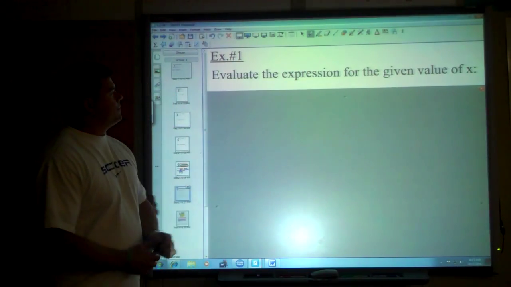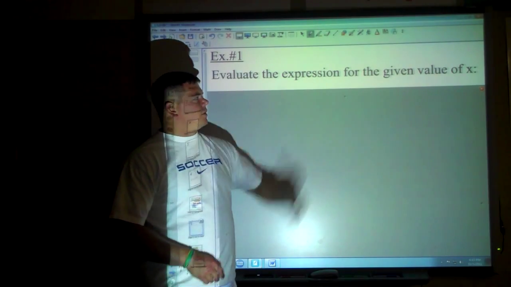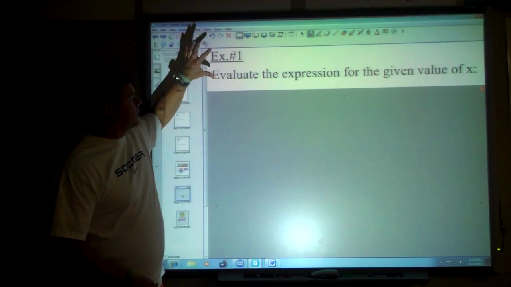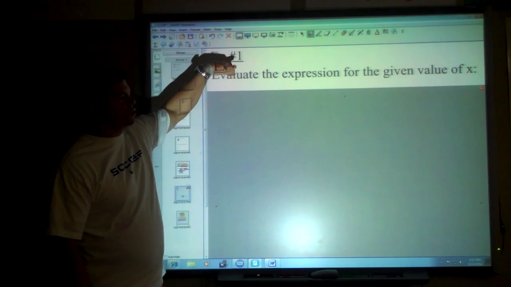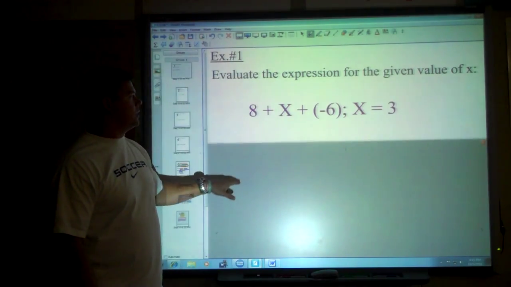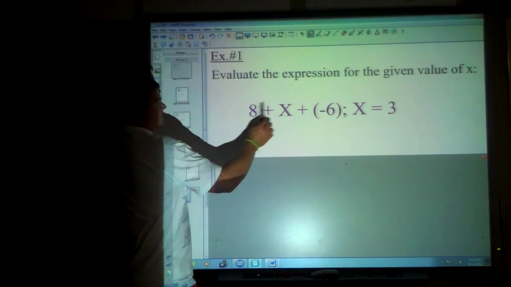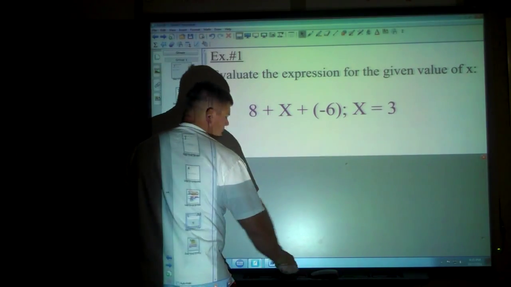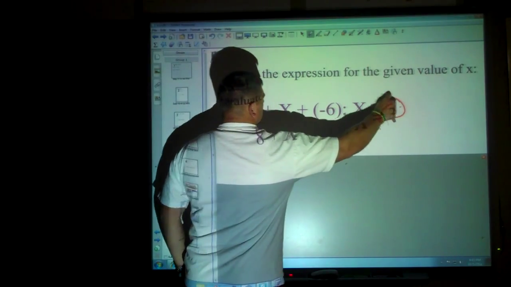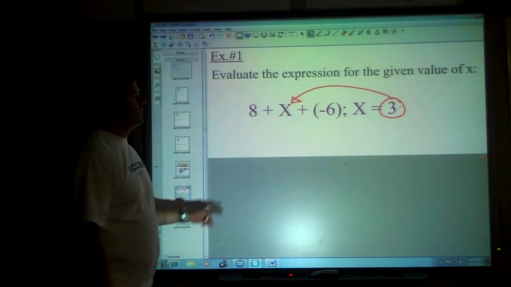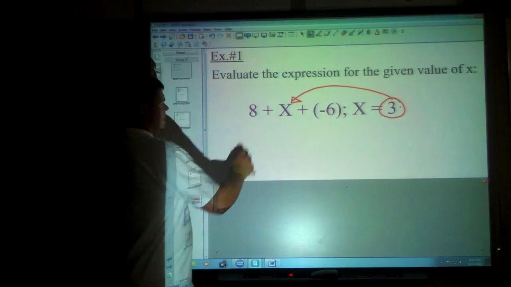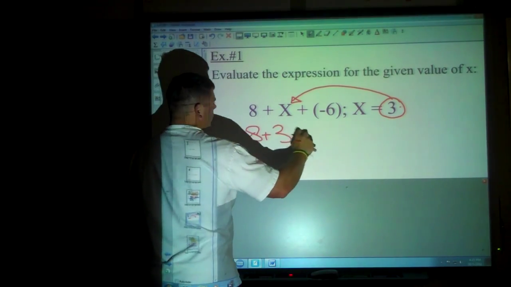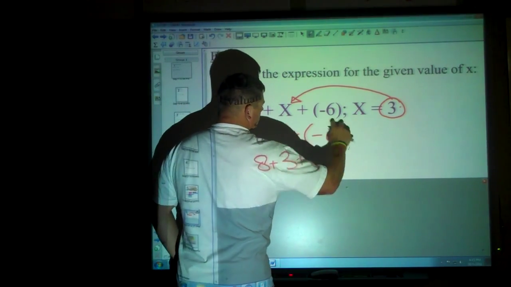Alright, example number 1. Evaluate the expression for the given value of x. In other words, we're going to tell you what x equals. We want to know what the expression would equal if we plug that value in. So here we have 8 plus x plus negative 6, semicolon x equals 3. We need to take this 3 and plug it in for x. Once we substitute it in, you've got 8 plus 3 plus negative 6.